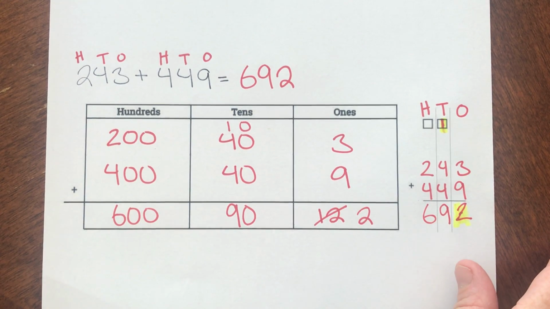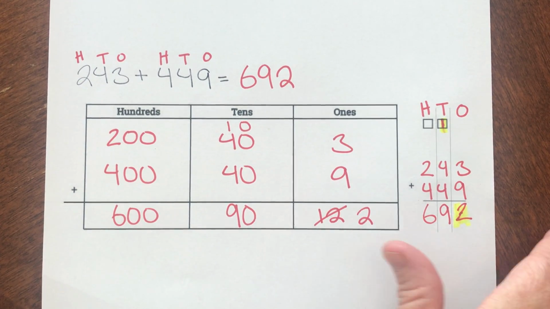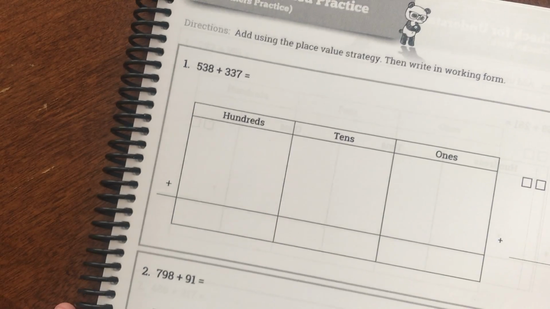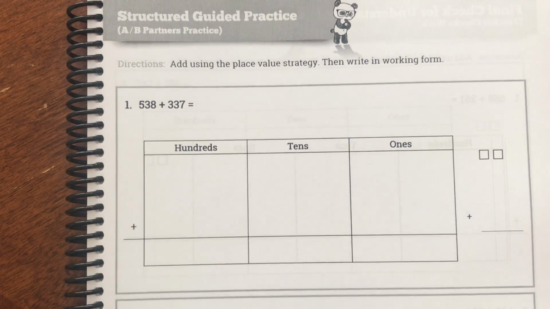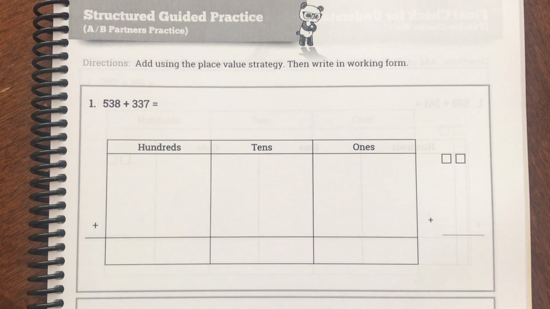We are on page 237. Page 237, and let's look at this one. Here's our first one. It says 538 plus 337.